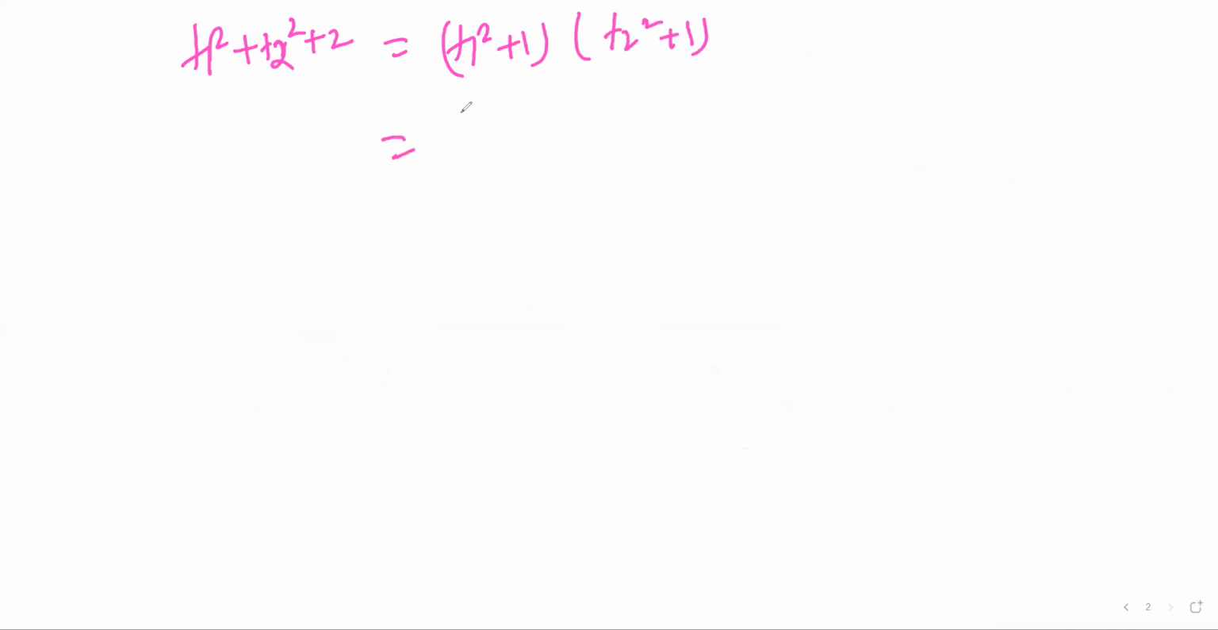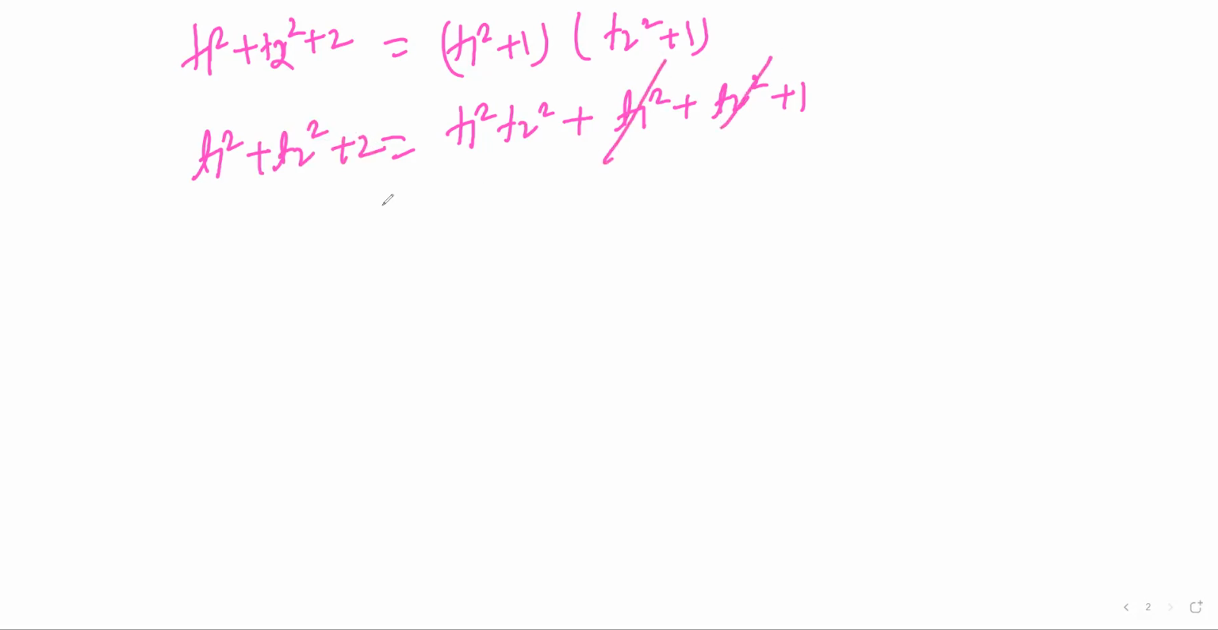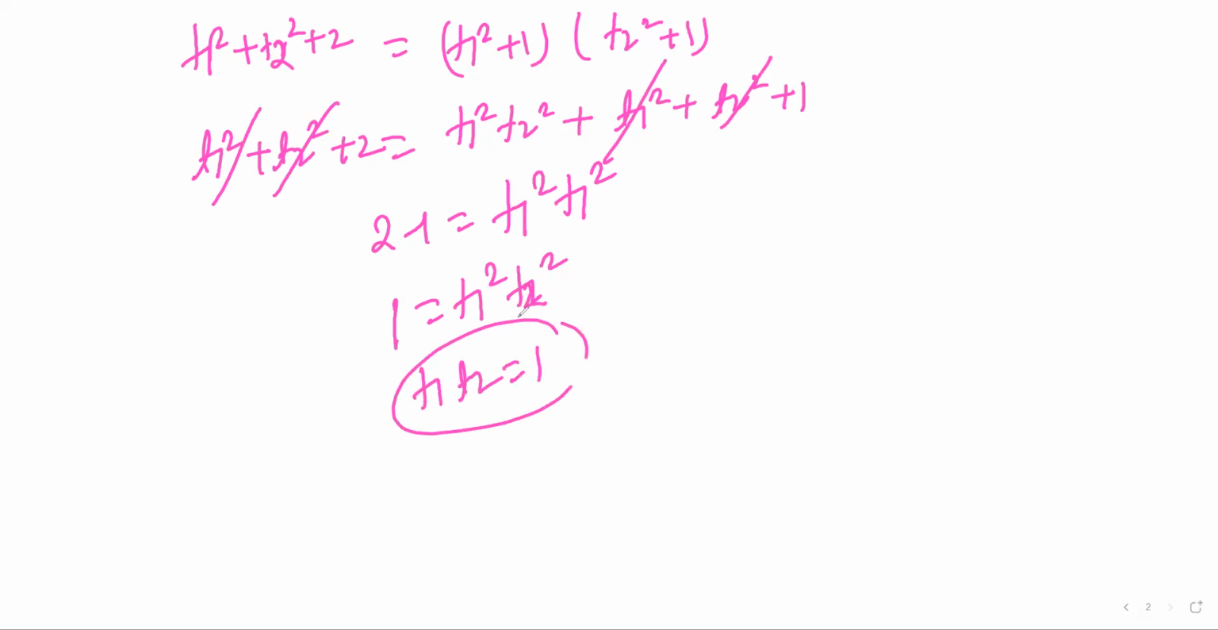Now multiply: t1 square t2 square plus t1 square plus t2 square plus 1 is equal to t1 square plus t2 square plus 2. So this part will get cancelled. So 2 minus 1, it is equal to t1 square t2 square, so it is equal to 1. So t1 into t2 is equal to 1. So this is the relation we have obtained.